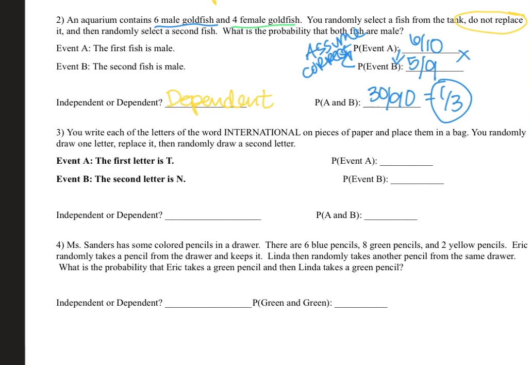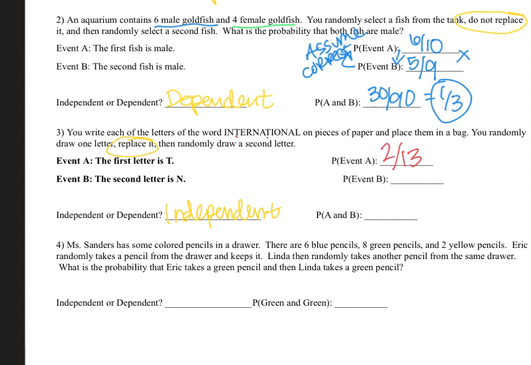The next one, you write each letter of the word international on a piece of paper and place them in a bag. You randomly draw one letter, replace it. Okay, keyword here is replace, and randomly draw a second letter. So because I'm replacing, it is independent. My first event is taking a letter T. So my total letters in the word are 13. Now the first letter is T. I have 1, 2 letter T's.